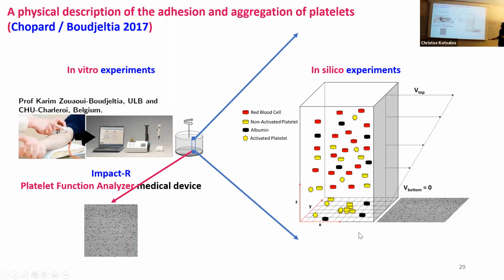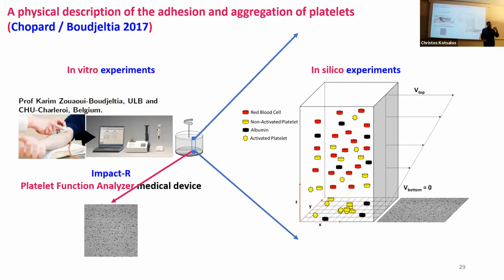So in this bottom layer, in this bottom wall, we will have activated and non-activated platelets adhering and aggregating, but also albumin. So here we have the in silico experiments. We have also here the in vitro experiments, and we want to do a comparison.